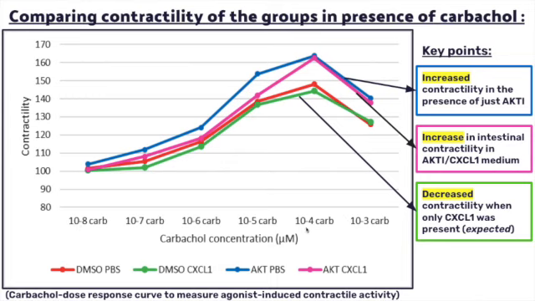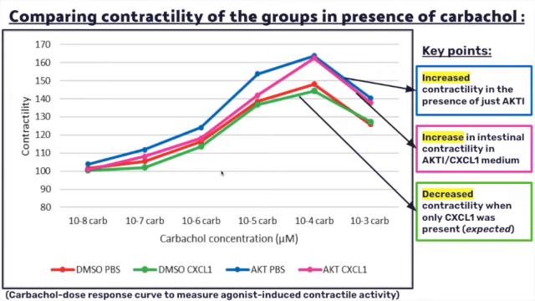But after a 10 to the power of minus 4 carbachol concentration, we could see that the intestinal contractility actually decreased. And this is because the maximum contractility of the intestines was at 10 to the power of negative 4. So this is the maximum that the intestines can contract.